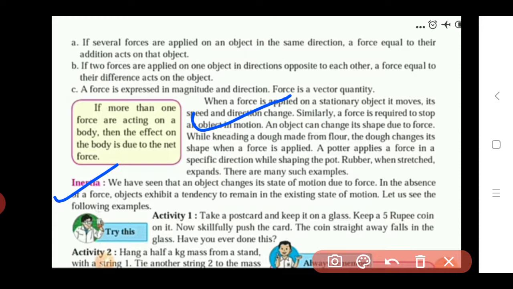This motion of that object remains as it is; it does not change. For this we see some activities which are given in your textbook. The first activity is: take a postcard and keep it on a glass, keep a 5 rupees coin on it, and now skillfully push the card. The coin straight away falls in the glass. Have you ever done this? We will see this activity by these images.